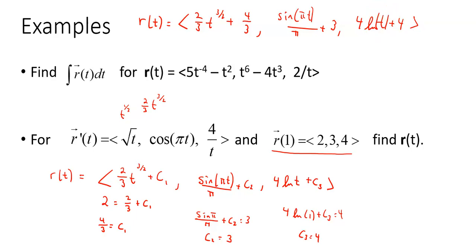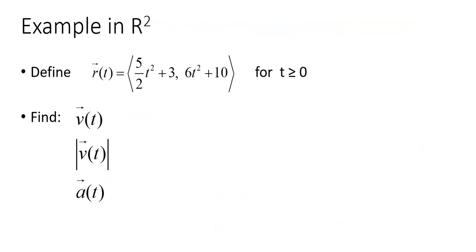So when you take the antiderivative, you're going to pop out constants of integration for each part and then evaluate it at the given t value. Put those numbers in on the other side. All right, let's see how we're doing here.